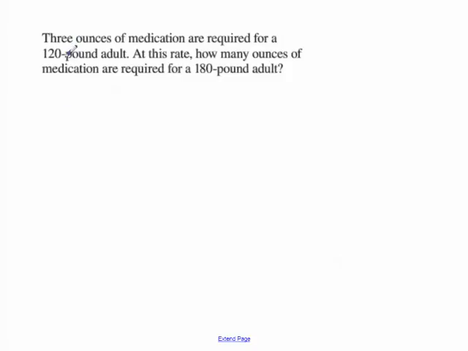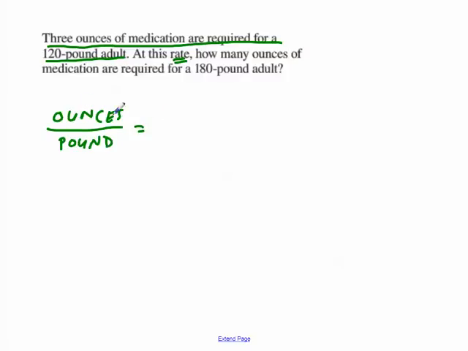All right, here's my first situation. 3 ounces of medication are required for a 120-pound adult. We've got a rate, so they're telling us to set up a rate. I'm going to set up my rate of ounces per pounds. If I set up my rate that way, I don't have to worry about where ounces go and where pounds go, especially if the numbers are pretty close. So my first one is 3 ounces are required for a 120-pound adult. That rate is equivalent to what for a 180-pound adult?